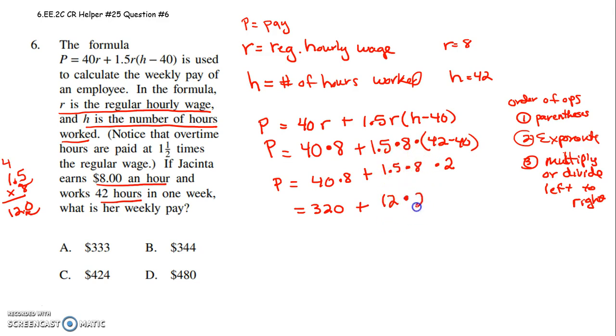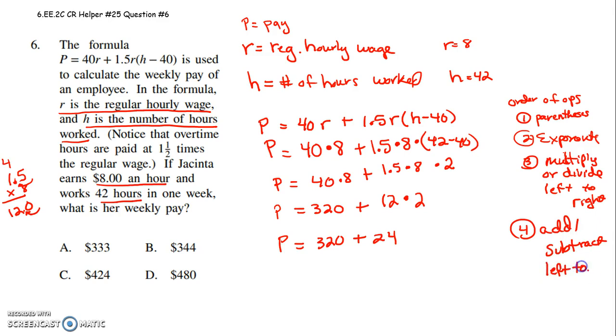Makes sense. I still have times 2. So I have to continue to do my multiplication before I hit the addition. So now I have 320 plus 12 times 2 is 24. Then in my last step, I'll add or subtract left to right. I don't have any subtraction. All right. So 320 plus 24 is 344. She made $344 last week. I hope that helps.